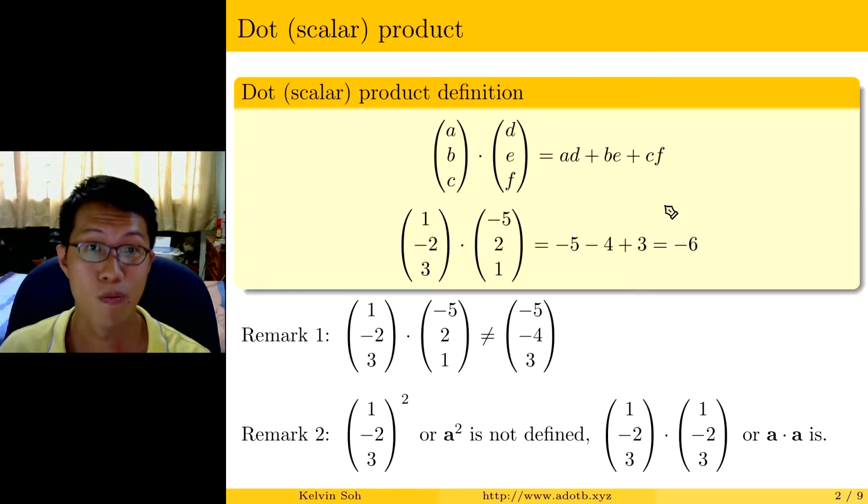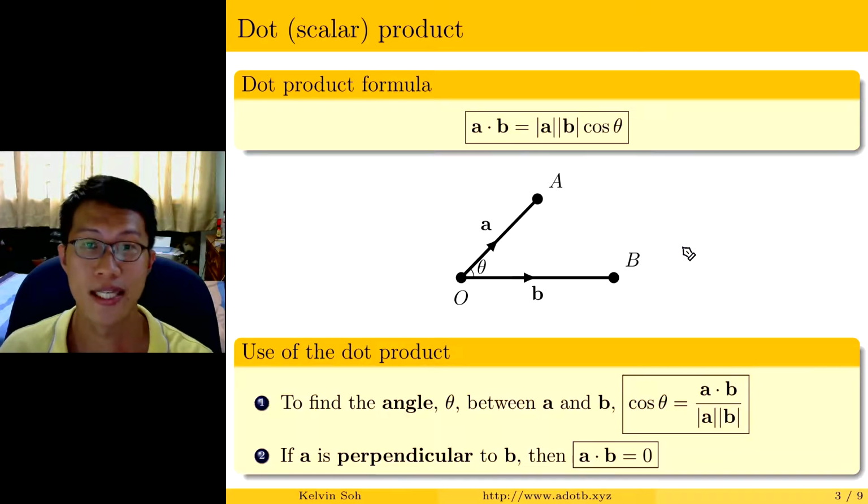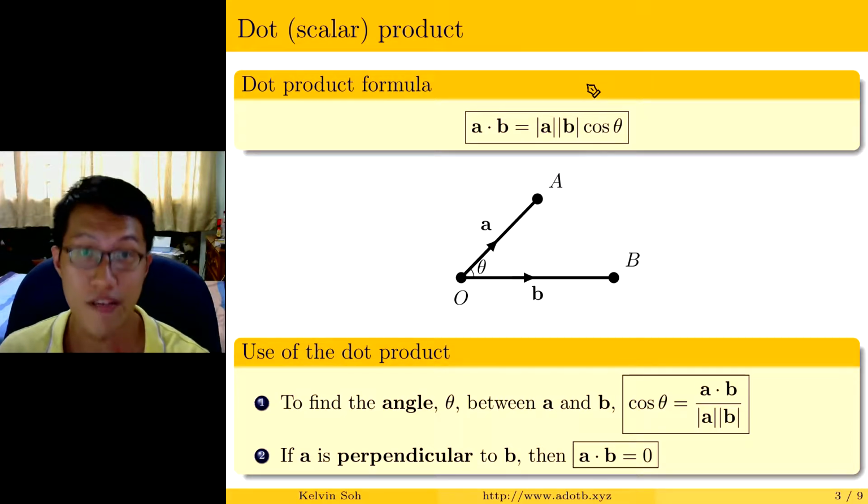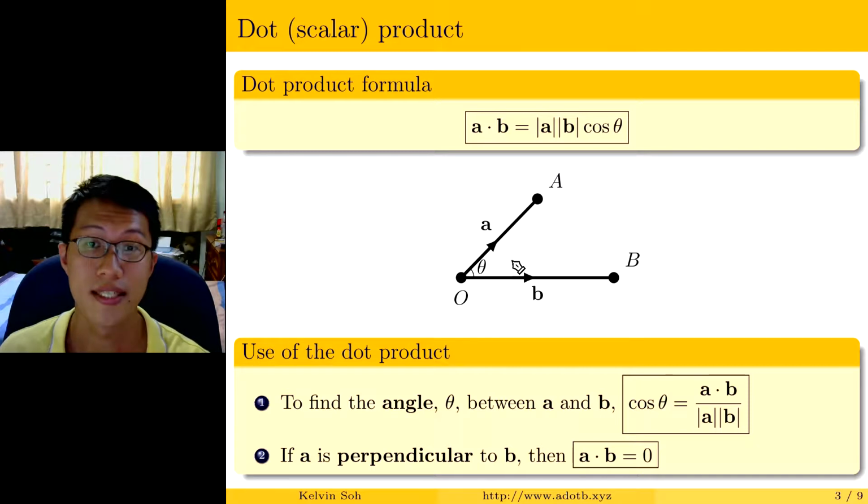The reason the dot product is defined this way, ending up with a scalar, is because it leads to this formula over here. This formula reads a dot b, the vector a dot vector b, equals mod a mod b cosine theta, where mod a is the magnitude of a, mod b is the magnitude of b, and theta is the angle between the two vectors. If you're interested in how this formula can be derived from our definition, once again, I have made a link to the blog post I have written about this subject.